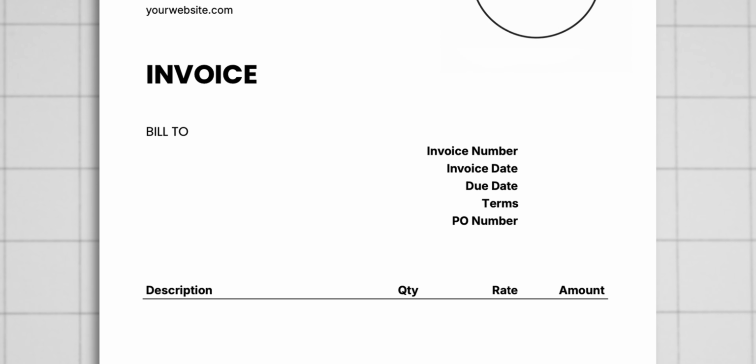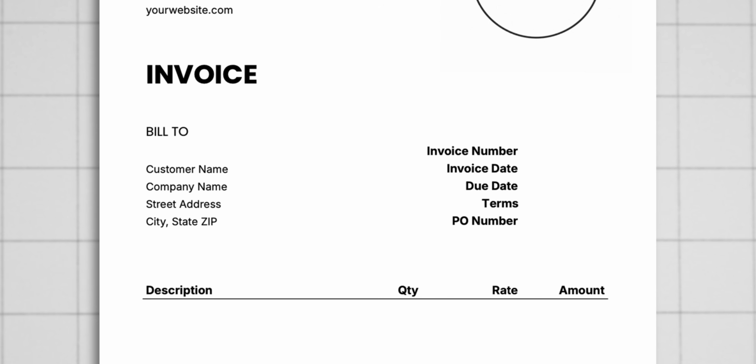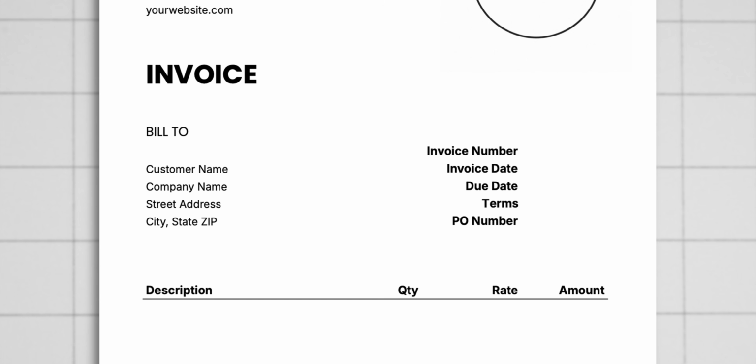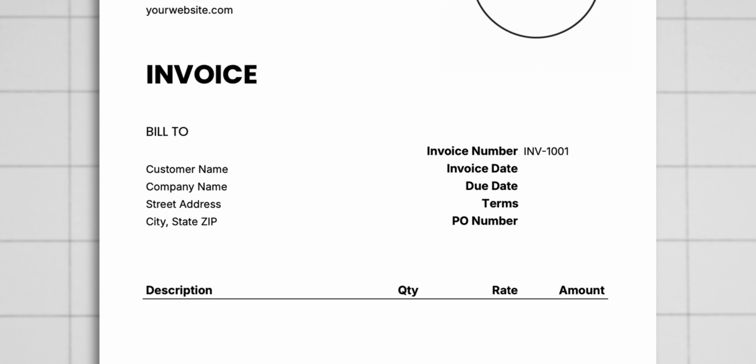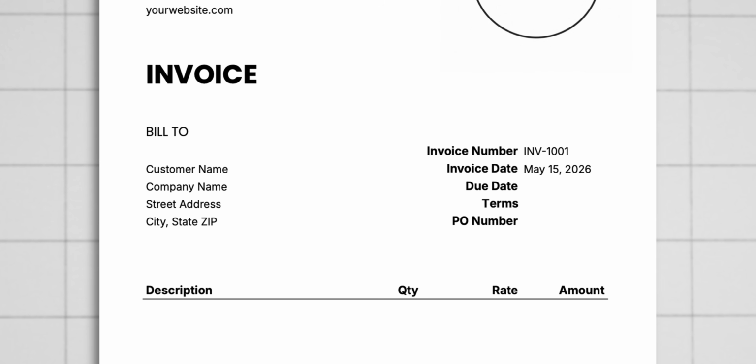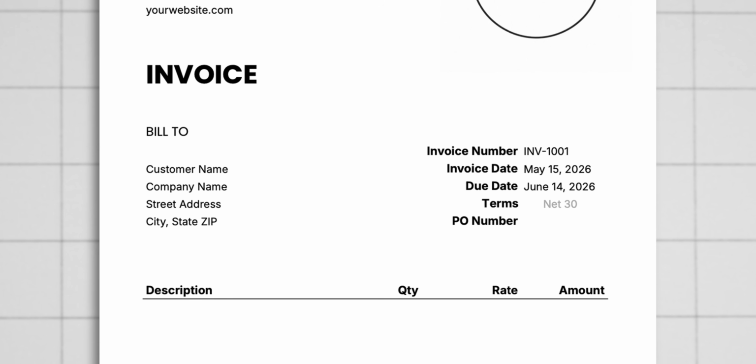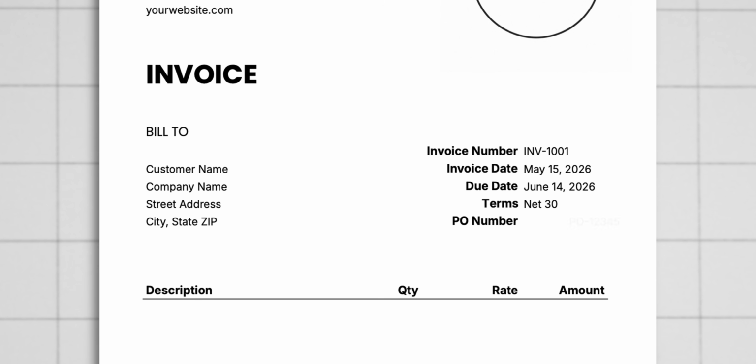Next, you have the customer's information, which identifies the person or business being billed, followed by a few key invoice details such as the invoice number, which is a unique reference number used to identify the invoice, the invoice date, which is the date that the invoice was issued, along with the payment due date, the payment terms, for example, net 30, and possibly a purchase order number if you have one.